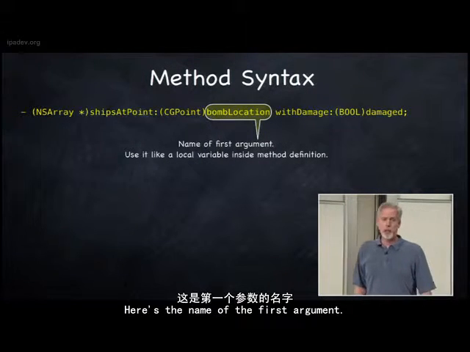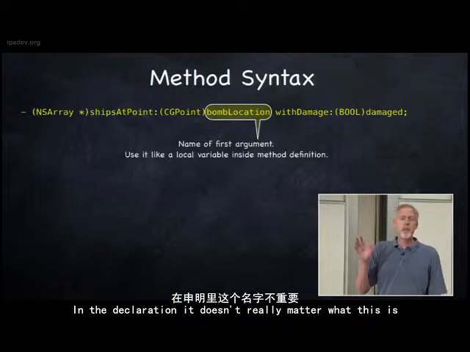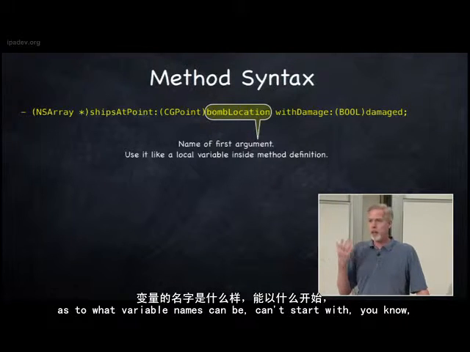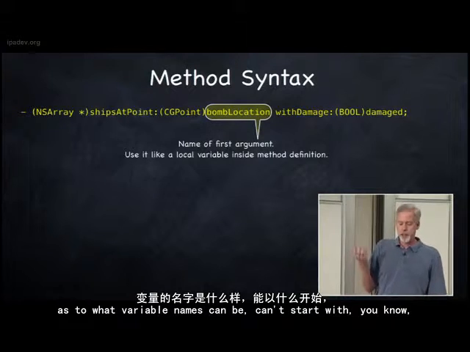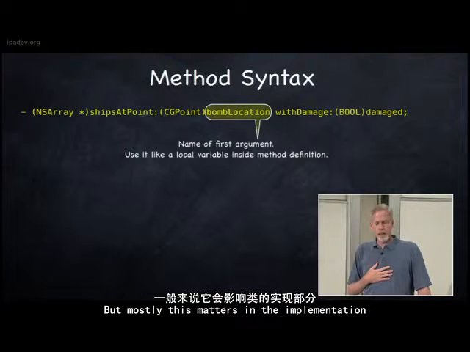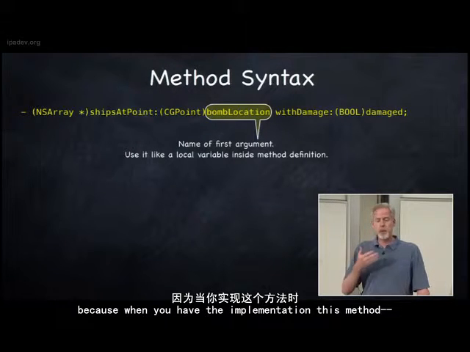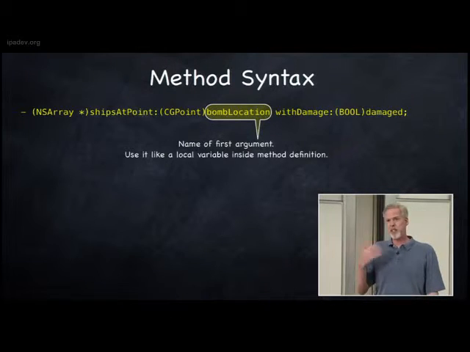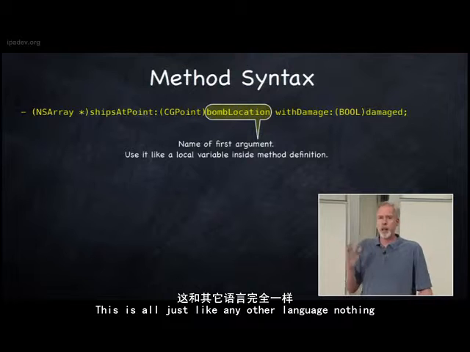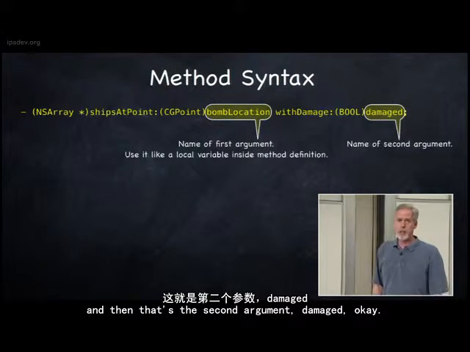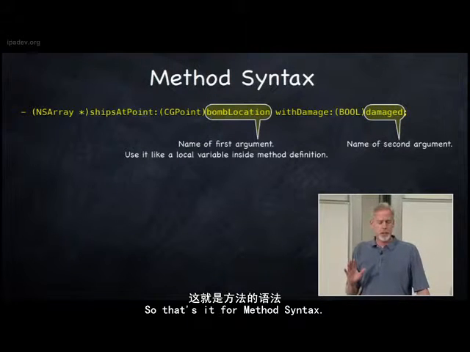Here's the name of the first argument. In the declaration, it doesn't really matter what this is, but it can't be blank. It has to be at least one character. Normal C rules apply as to what variable names can be. Can't start with a percent and things like that. But mostly this matters in the implementation, because when you have the implementation of this method, this is the name of the argument that you're going to use in your implementation. It's going to look like a local variable. This is all just like any other language, nothing particularly exciting there. And then that's the second argument, damaged. Okay, so that's it for method syntax.